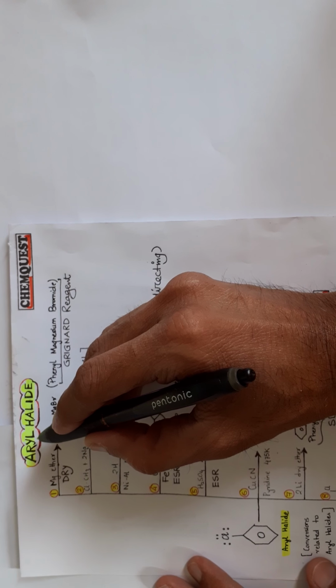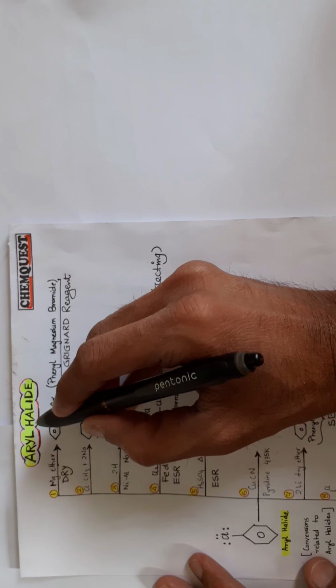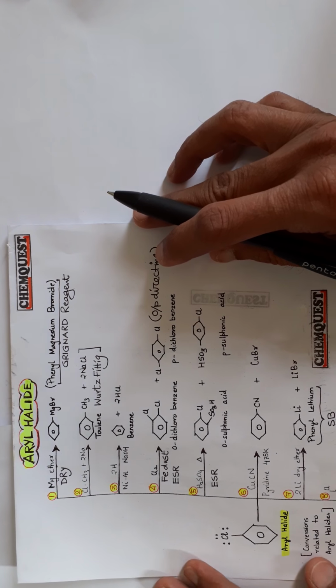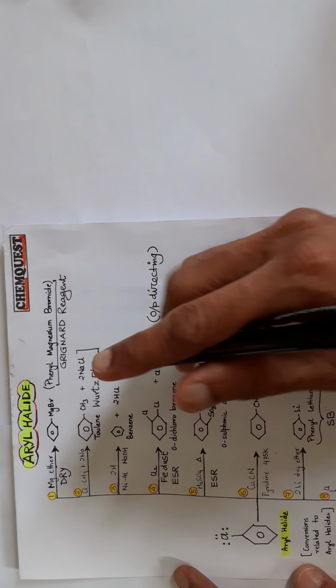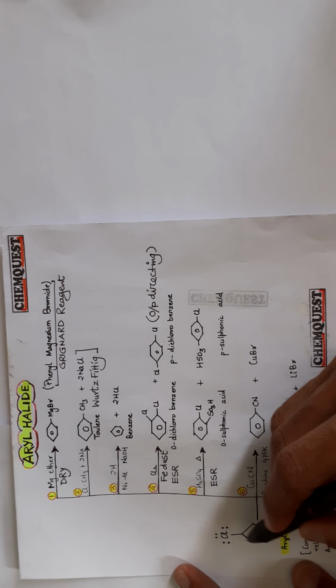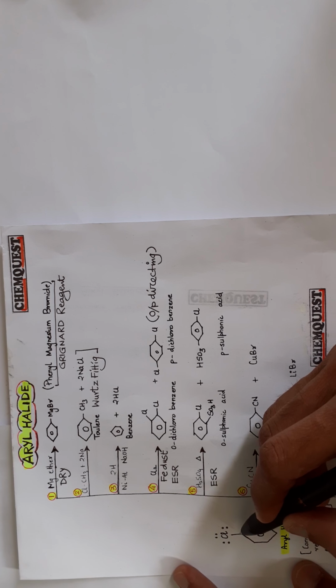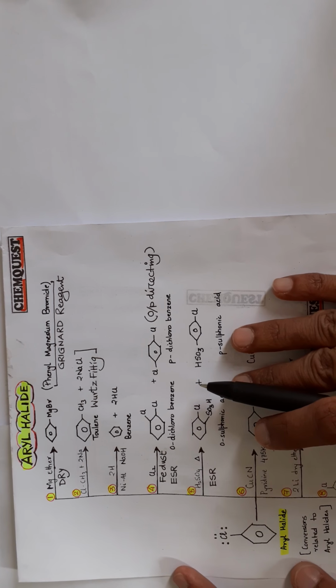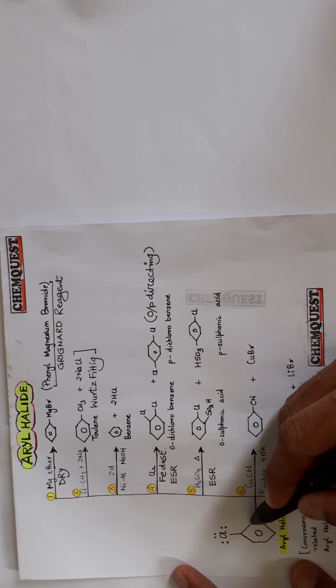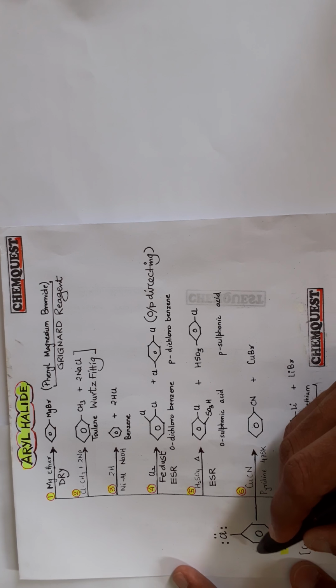Hello students, today's topic is Aryl Halide conversion tricks to different organic compounds. Aryl halide: now we have taken chlorobenzene with 3 lone pairs of electrons on chlorine. The lone pair of electrons undergoes resonance through the benzene ring to create delta negative charge on positions 2, 4 and 6.